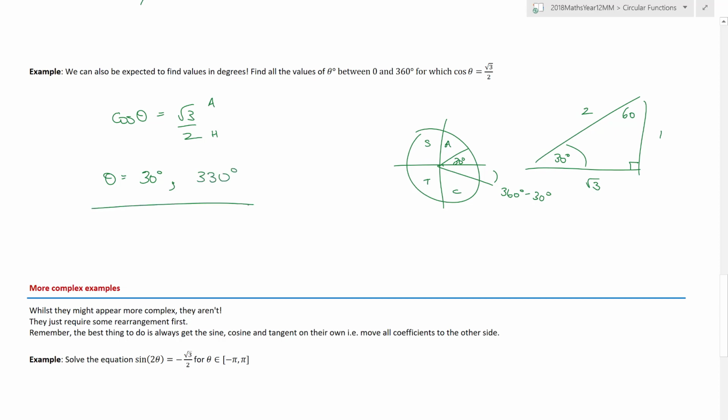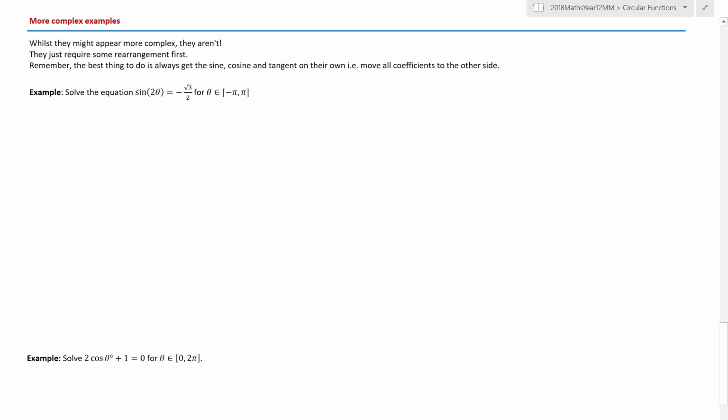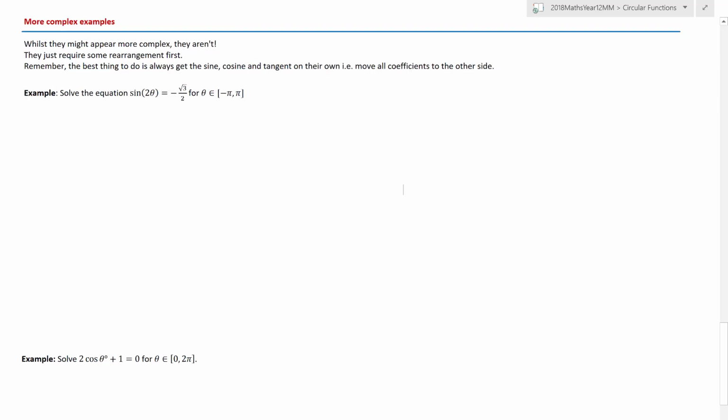Yeah, so you can still do these without calculators. These more complex examples will actually turn up in exams. There's no two ways about it, right? Why? Because they test so much. They test understanding, algebra, trig, the works.